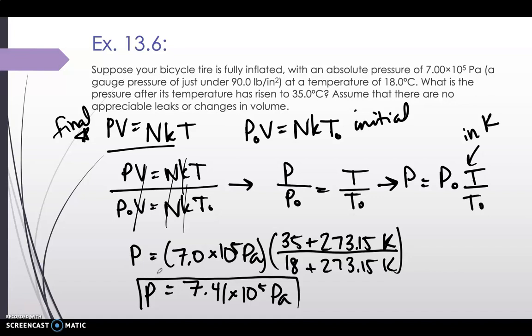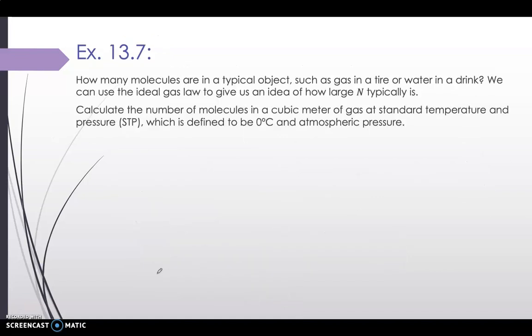Okay, so let's go ahead and continue with our next example, 13.7. It states, how many molecules are in a typical object, such as gas in a tire or water in a drink? We can use the ideal gas law to give us an idea of how large N typically is. Calculate the number of molecules in a cubic meter of gas at standard temperature and pressure, STP, which is defined to be 0 degrees Celsius and atmospheric pressure.